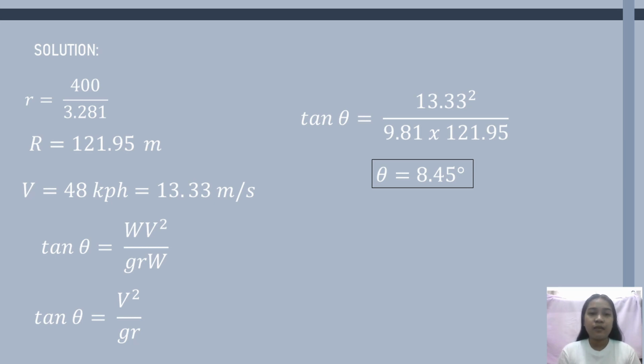So tangent theta is equivalent to the weight times the velocity squared over the acceleration due to gravity times the radius times the weight. Cancelling out the weight, we then get tangent theta is velocity squared over the acceleration due to gravity and r. By substituting, we get that the elevation of the embankment of the curve will be 8.45 degrees. So this will be the answer for this problem.